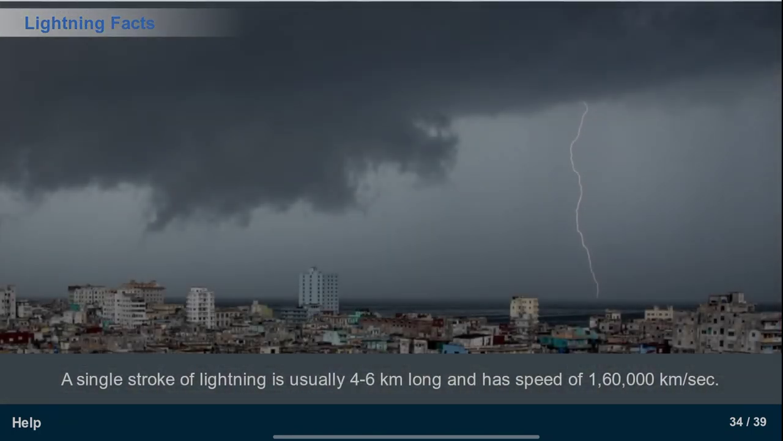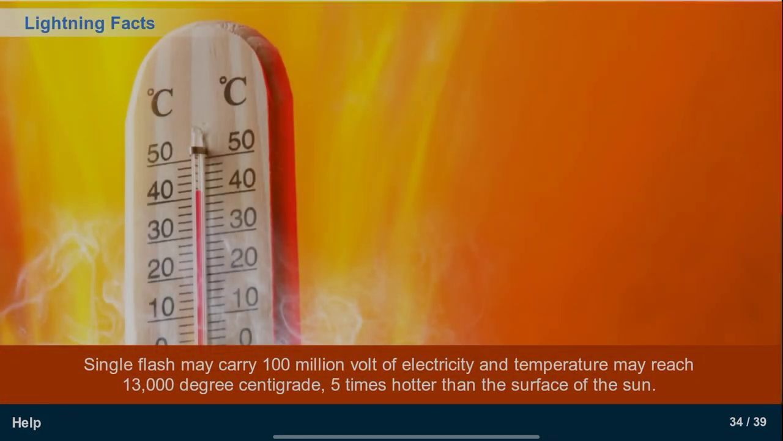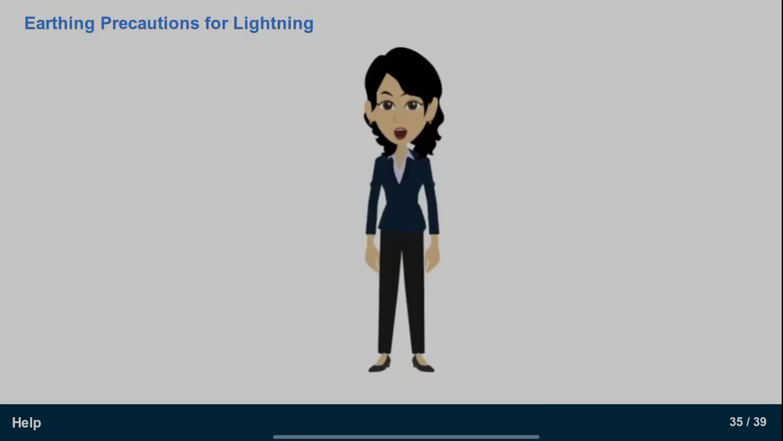A single stroke of lightning is usually 4 to 6 km long and has a speed of 160,000 km per second. A single flash may carry 100 million volts of electricity and the temperature may reach 13,000 degrees centigrade, 5 times hotter than the surface of the sun. Unbelievable, isn't it? Well, so we have learned many amazing facts about lightning.